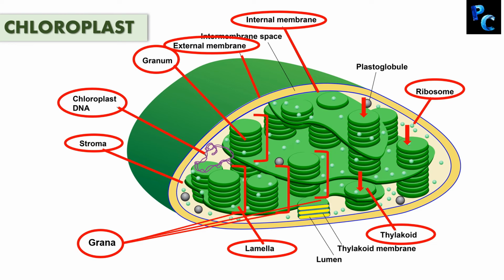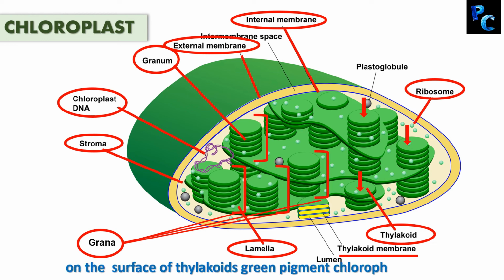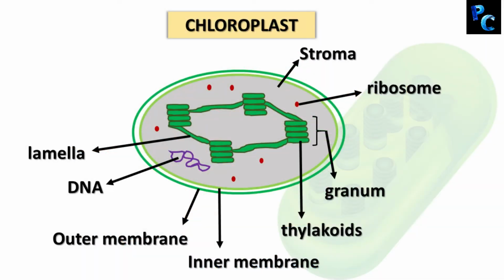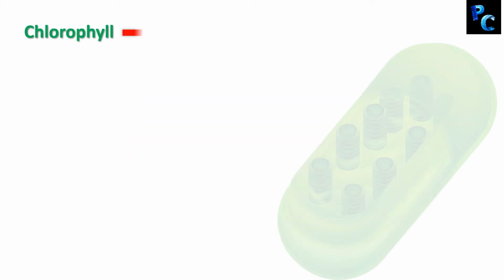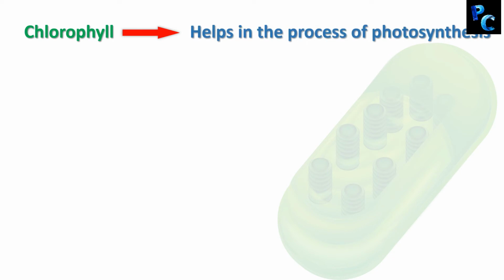Now, you will ask me, ma'am, you told that chloroplast contain green pigment chlorophyll, but you didn't say anything about it till now. Yes, you are correct. Let's talk about chlorophyll. The thylakoids have membrane and on the surface of this membrane are the green pigment chlorophyll. Here is the simplified diagram of the chloroplast. Now, as I have told you, chlorophyll is present in the thylakoid membrane. So, this chlorophyll help in the process of photosynthesis.